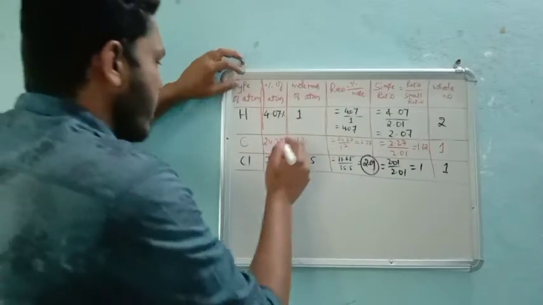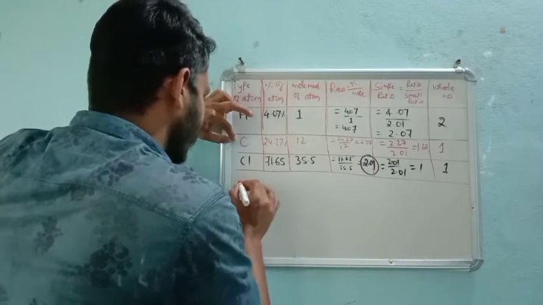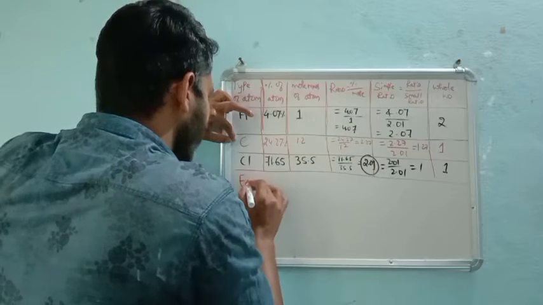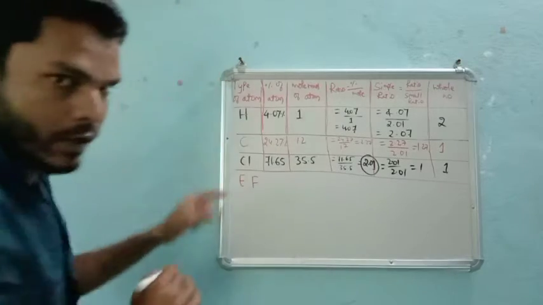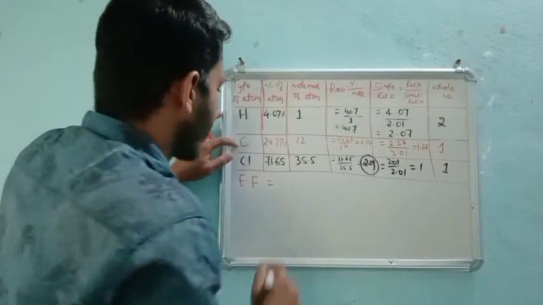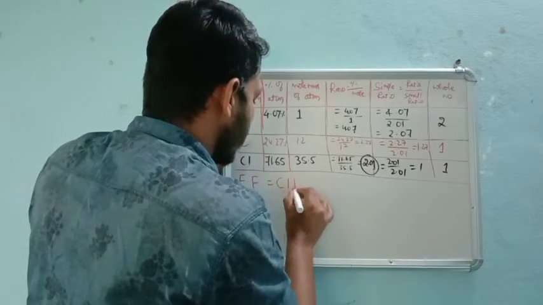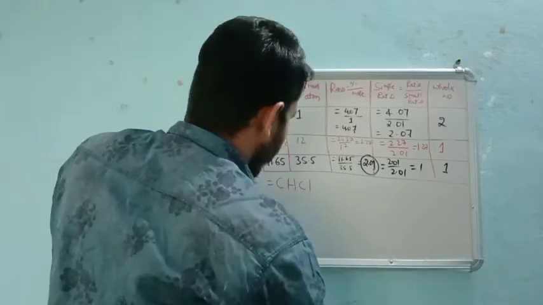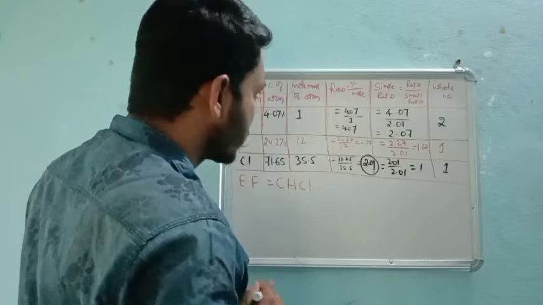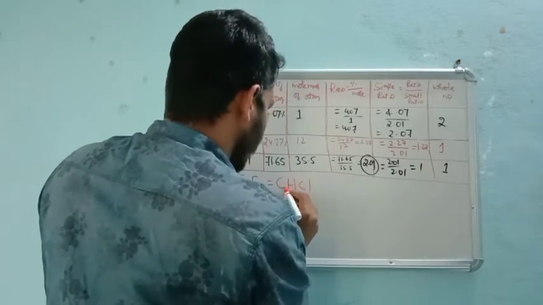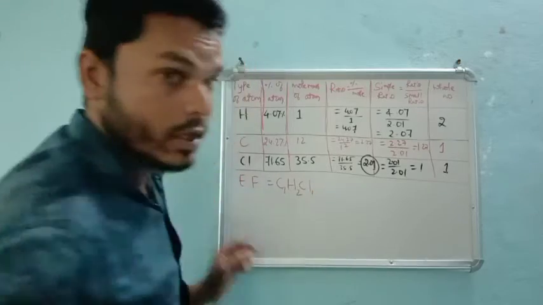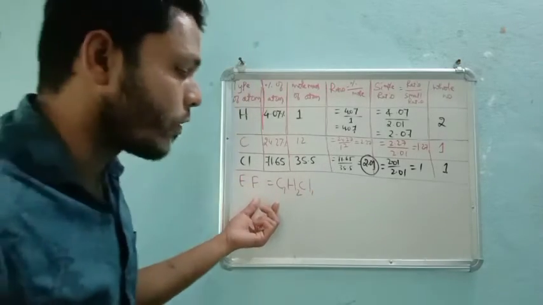Write it down, starting with carbon, in the correct manner, for the empirical formula. Empirical formula EF is equal to, see, we have carbon and then hydrogen and then chlorine. Now see the whole number. For carbon, how much? Only 1. For hydrogen, 2, just put 2. Chlorine is also 1. So this is our empirical formula.